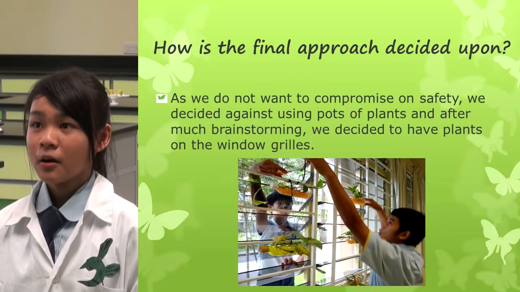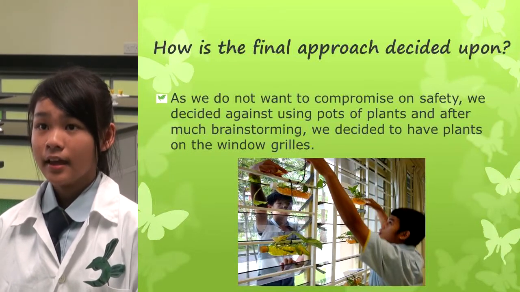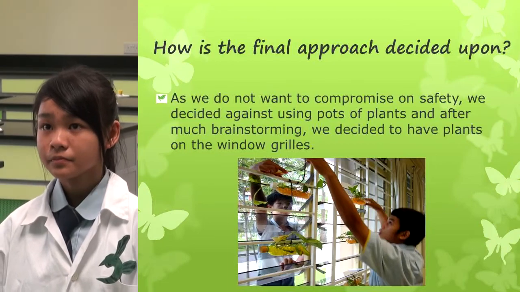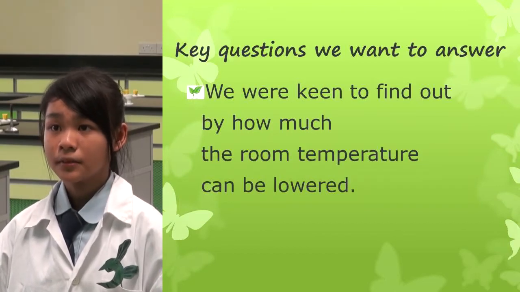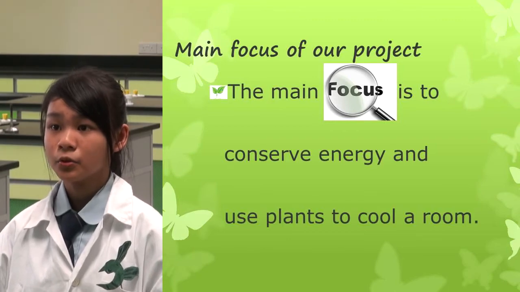As we do not want to compromise on safety, we decided against using pots of plants, and after much brainstorming, we decided to have plants on the window grills. We assumed that plants would help to cool the surroundings. The hypothesis made was that plants in a room will lower the temperature. We are keen to find out by how much the room temperature can be lowered. The main focus is to conserve energy and use plants to cool a room.